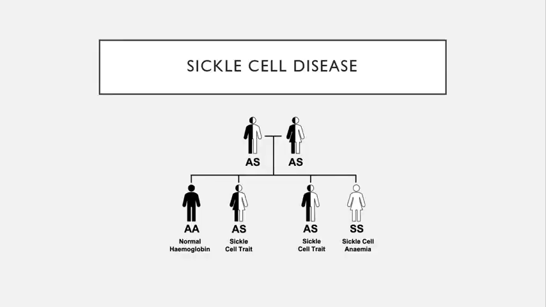Now, just a revision of our genetics. It is an autosomal recessive genetic disease. Therefore, both parents need to be carriers in order for the child to be affected. And if both parents are carriers, there is a 25% chance of inheritance. For the purposes of today's talk, we will be talking about the homozygous sickle cell disease, the HbSS variant.